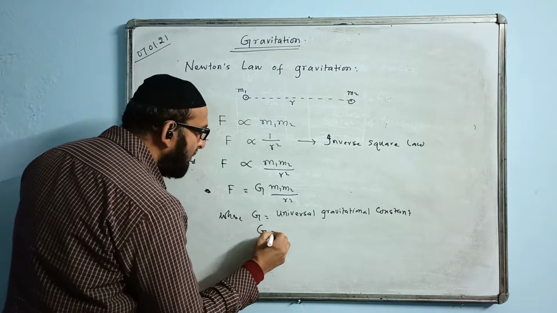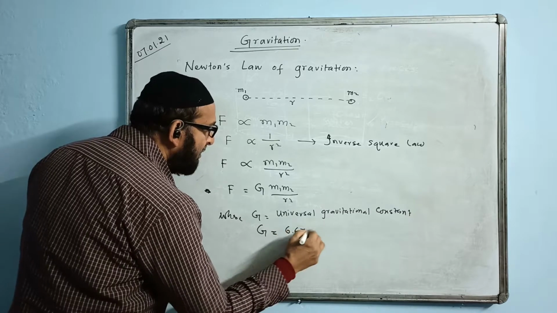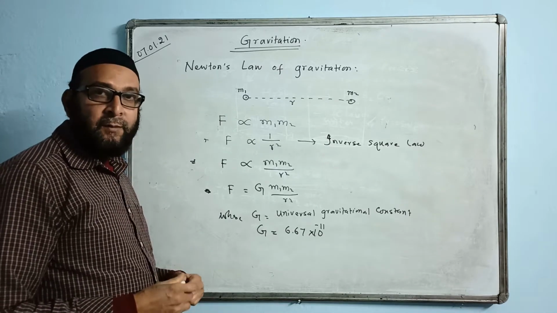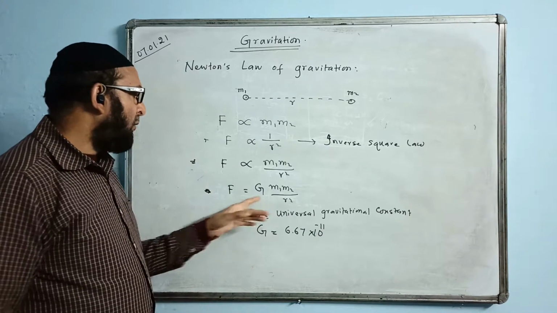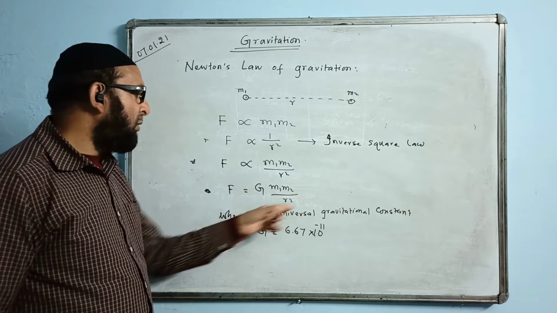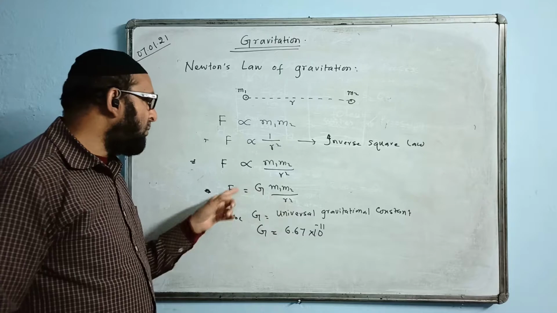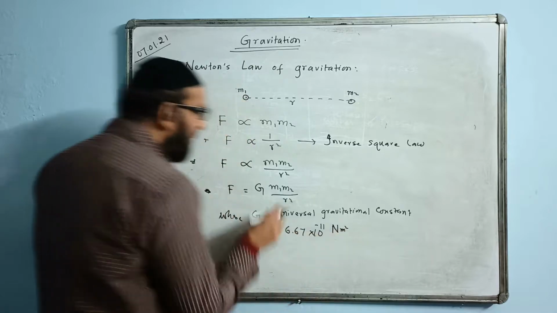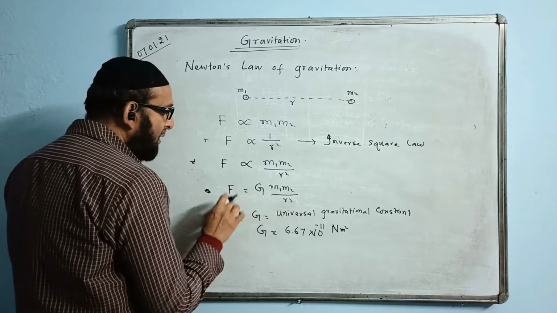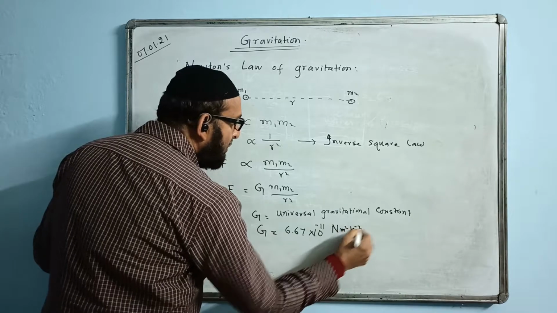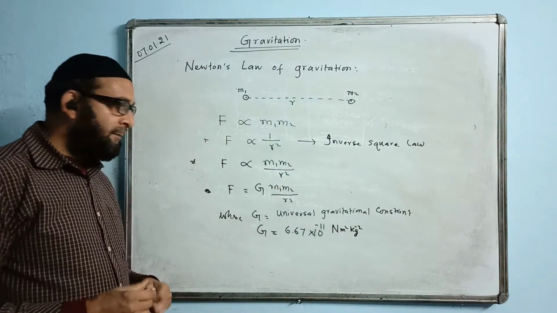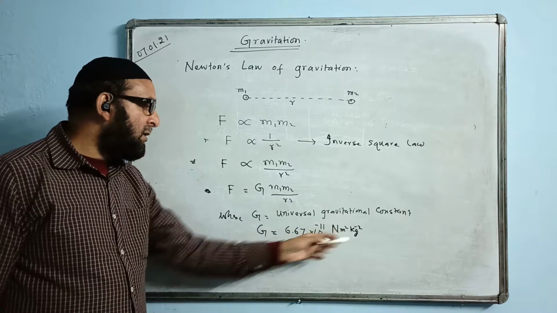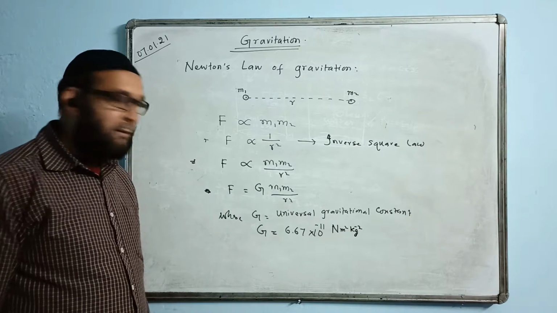And G's numerical value is 6.67 into 10 to the power minus 11. And G will have a unit. Let us check what unit it has from this equation. G value will come as Newton, cross multiplied, Newton meter square, divided by kg into kg, which is kg square. That means we can write kg to the power minus 2, or per kg square. So the SI unit of universal gravitational constant is Newton meter square per kg square, and its value is this much in SI unit.